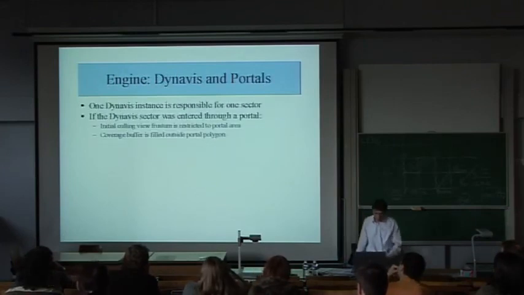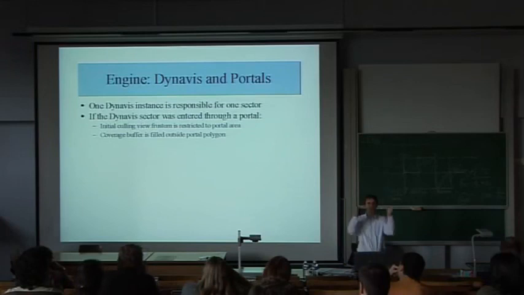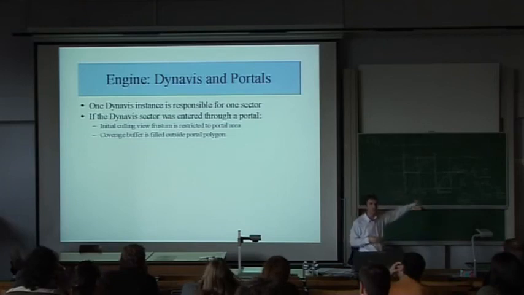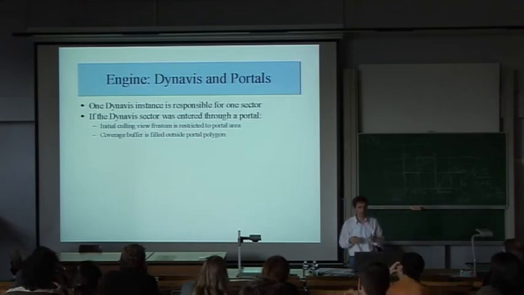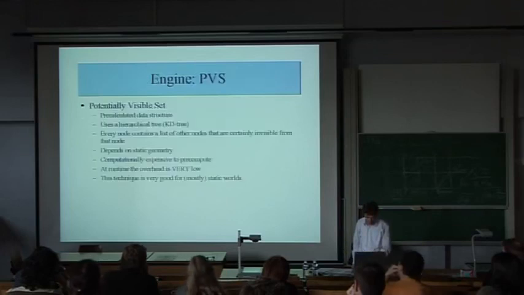Okay. So Dynavis also supports portals. When you go through a portal, the view frustum is actually restricted, because when you look through that door, what you can see of the room beyond is actually only a small part. So the culler supports that notion and knows that everything beyond the portal boundary can already be discarded easily.